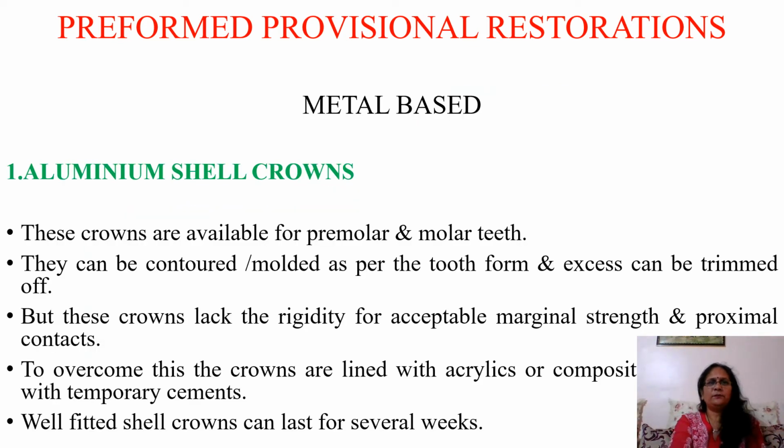Aluminium shell crowns. Aluminium shell crowns are available for posterior teeth, that is premolar and molar teeth. They can be contoured or molded as per the tooth form, and excess can be trimmed off. But these crowns lack the rigidity for acceptable marginal strength and proximal contacts. To overcome this, the crowns are lined with acrylics or composites and cemented with temporary cements. Well-fitted shell crowns can last for several weeks.